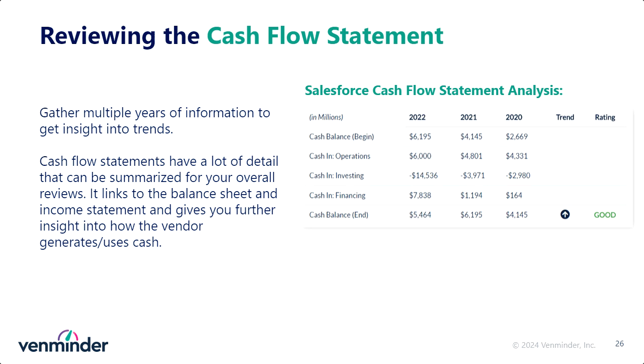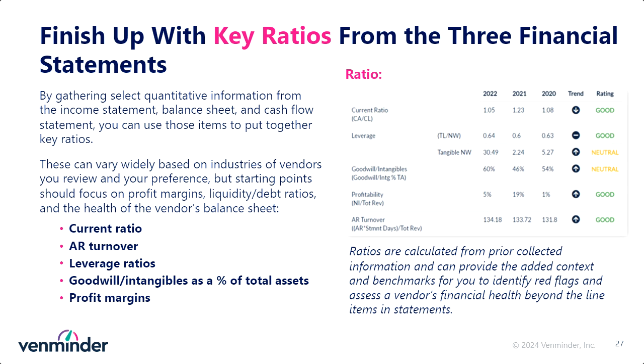So now that we've walked through all three of the key financial statements and some of the key line items that you'll want to extract from those financial statements, you'll want to now calculate some key ratios from those quantitative pieces of information you've extracted from the income statement, the balance sheet, and the cash flow statement, and also assess and review those. So these are some examples. These are illustrative examples of what we've seen works best for companies to get an assessment of key line items from the income statement, the balance sheet, and the cash flow statement.